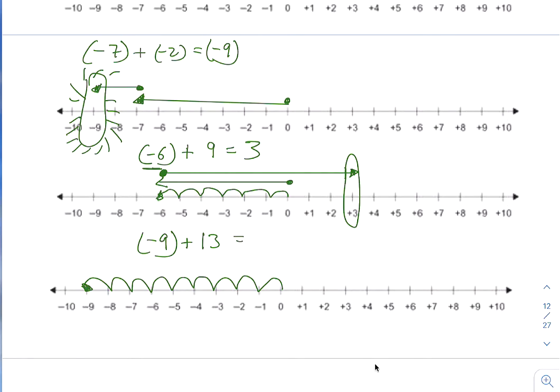There's my first arrow. And I'm going to go back to the right because it's a positive. So starting here, back to the right. 1, 2, 3, 4, 5, 6, 7, 8, 9, 10, 11, 12, 13. Now the arrow's pointing at my answer. My answer is 4 positive.